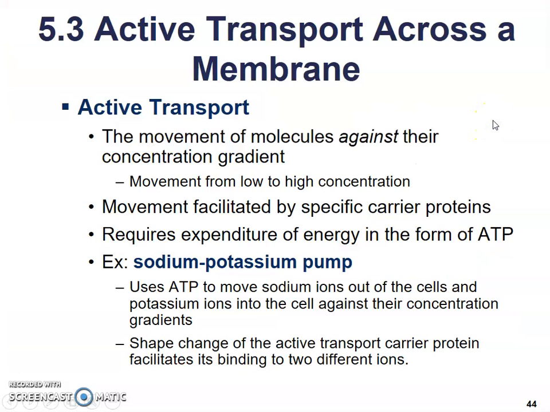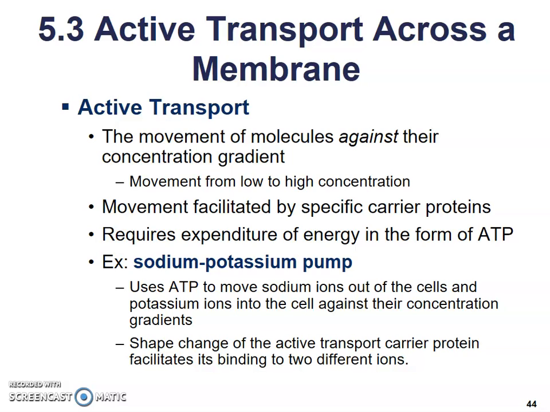Hi guys, let's do section 3, active transport across a membrane. Active transport moves molecules against their concentration gradient, so from low to high. It is facilitated by specific carrier proteins and requires energy in the form of ATP, adenosine triphosphate.